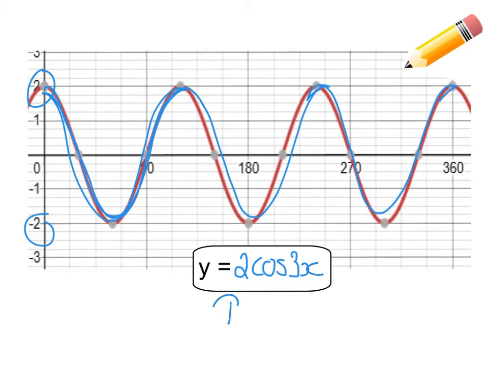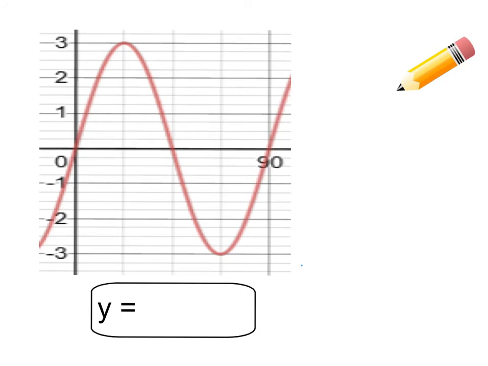So the period of that one, where did it start to repeat? It started to repeat here. The numbers aren't clear enough to read off, but we know that the period is 360 divided by 3. So the period of this one would have been 120 degrees. Next graph.